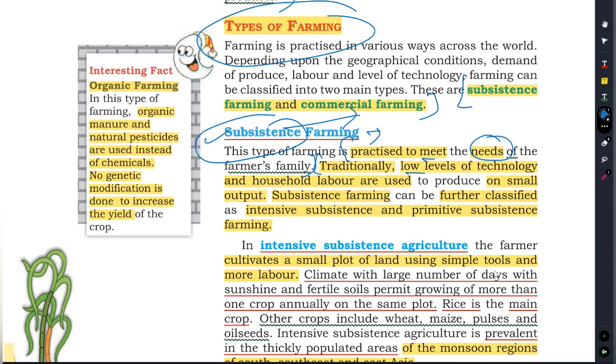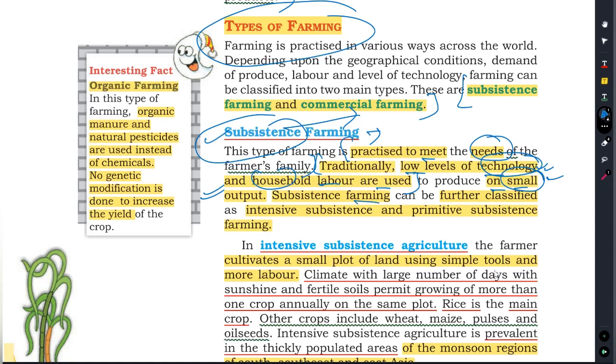Traditionally, low levels of technology and household labor are used. Here, a very low amount of technology is used, and only household labor is used. These are the characteristics of subsistence farming on a small plot of land, and the output is also very low. Why? Because farming is done here to meet the requirements of the family's needs only. Small output is also another characteristic of this farming.